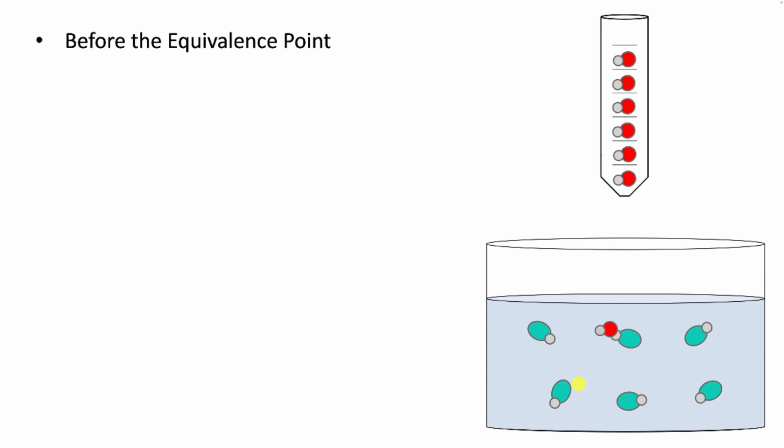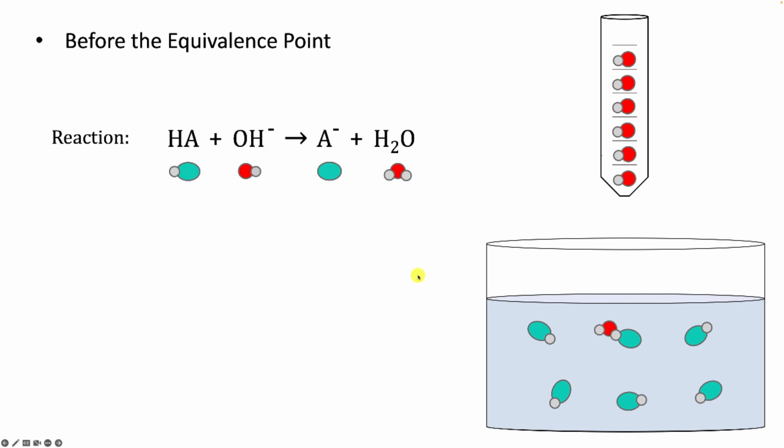ions enter the solution, they'll encounter HA molecules. They'll react with them. The reaction is that HA and OH minus react to make the conjugate base of the HA, A minus, and water. So essentially the hydroxide's grabbing an H plus off of the weak acid and converting it into its conjugate base. And so after reaction, we have a little less HA and a little more A minus.